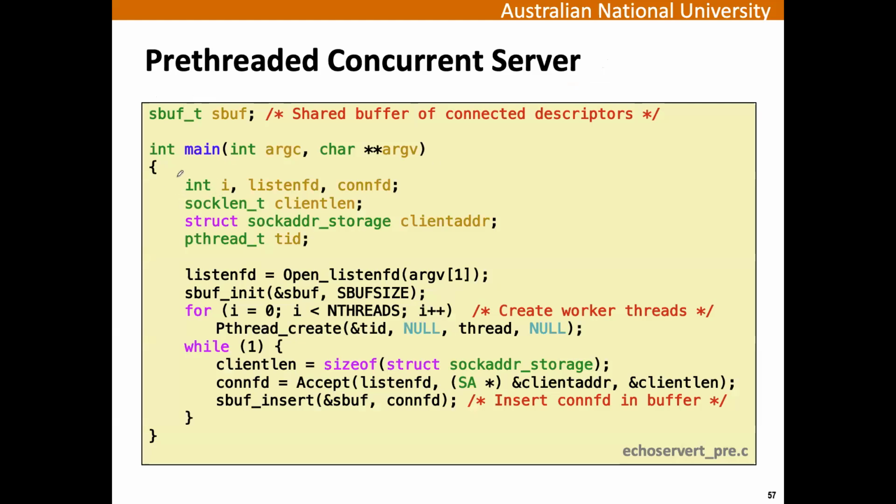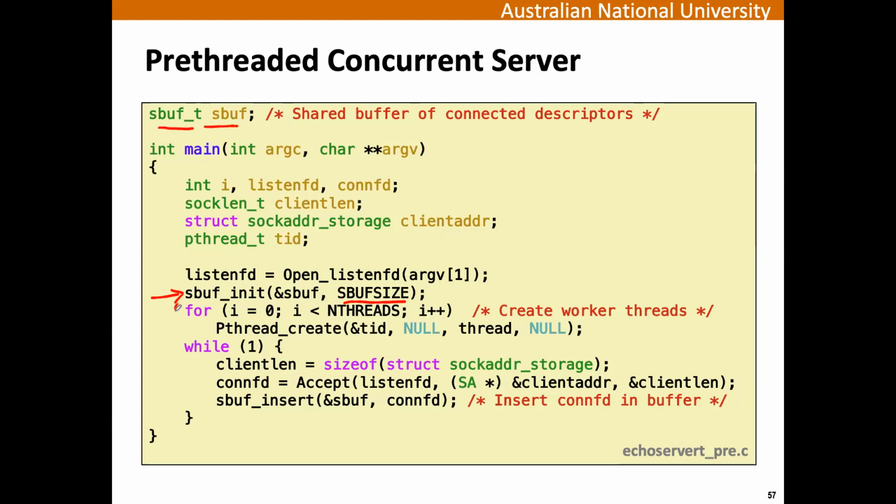So this is the same setup as every time. We get a listening file descriptor. And then we initialize the sbuff package. So we have some constant number of clients that we want to bound our buffer to. We don't want to handle more than this many connected file descriptors. And then we have an sbuff, a semaphore-based buffer.